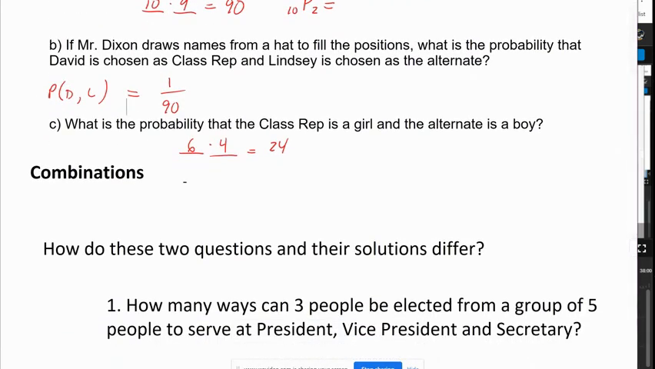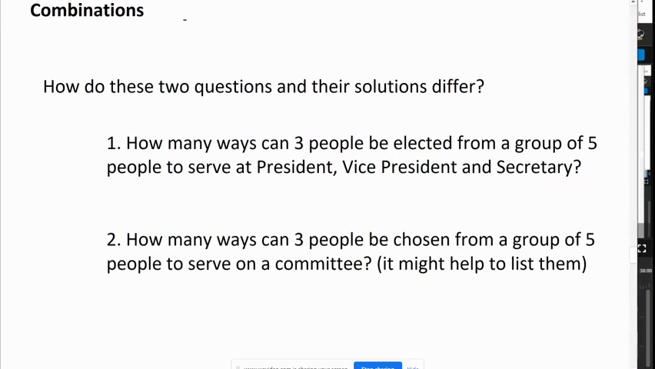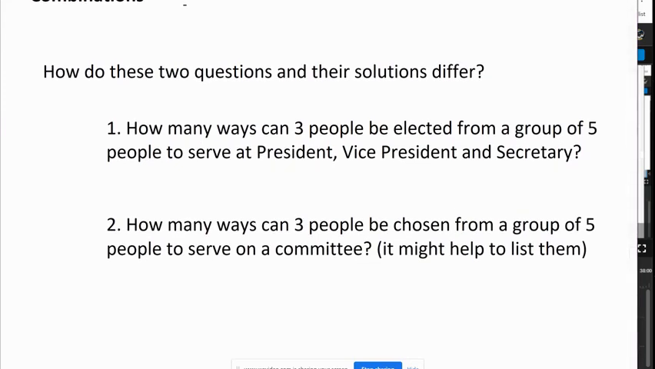Okay, now moving on from permutations, we're getting into combinations, and so I want you to consider these 2 problems. Take a minute and read 1 and 2 and see how does the wording differ.